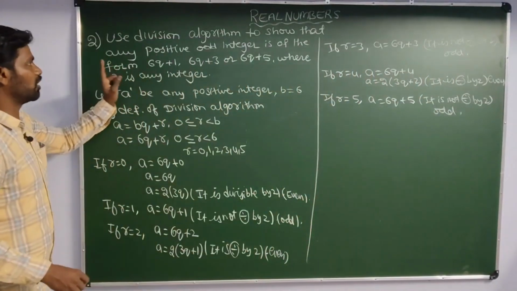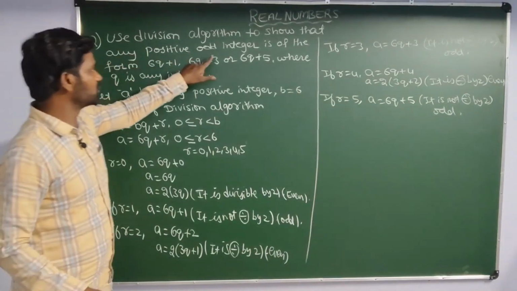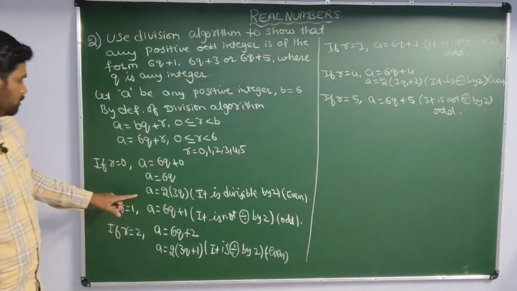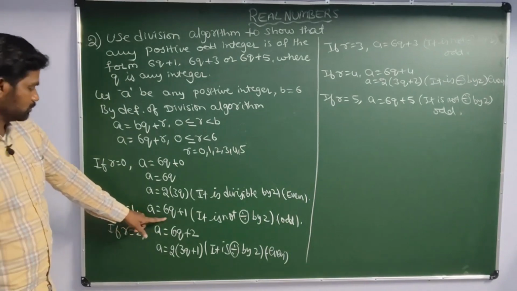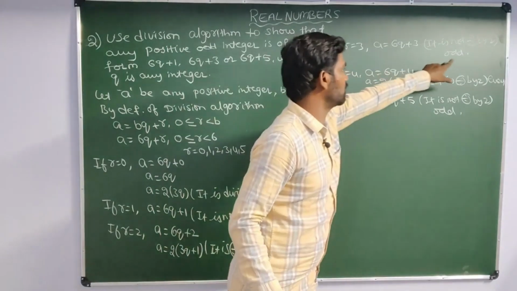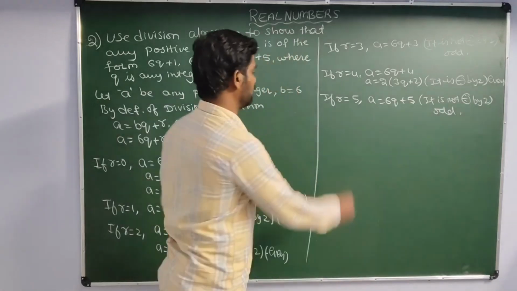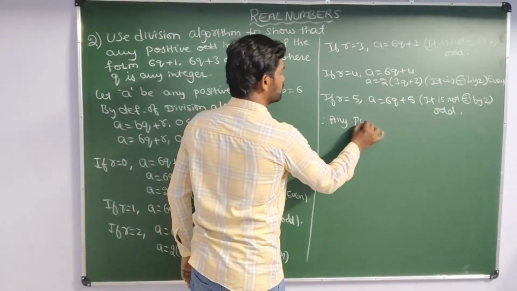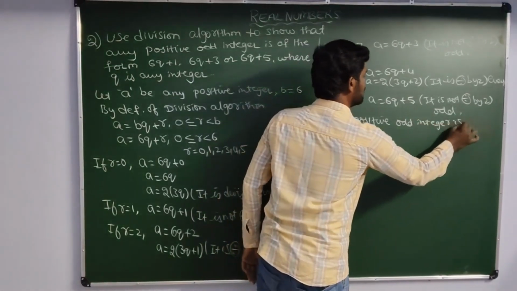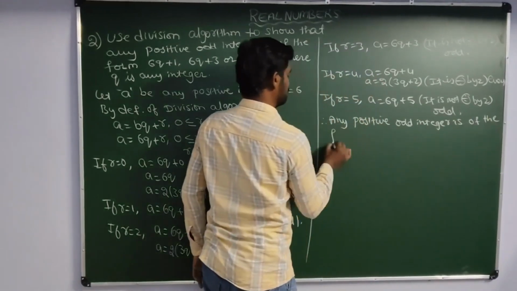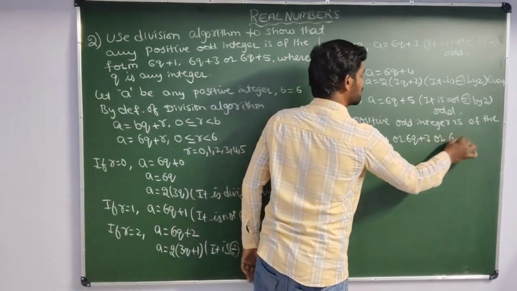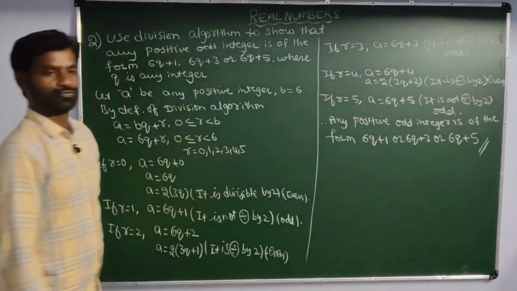Now observe it. What is our question? What we have to show is that any positive odd integer is of the form 6q plus 1 or 6q plus 3 or 6q plus 5. So observe here, if r is equal to 1, a is equal to 6q plus 1, it is of the odd form. Next, a is equal to 6q plus 3 is also odd form. Next, a is equal to 6q plus 5 is also odd form. Therefore, we have to write any positive odd integer is of the form 6q plus 1 or 6q plus 3 or 6q plus 5. So this is the proof.